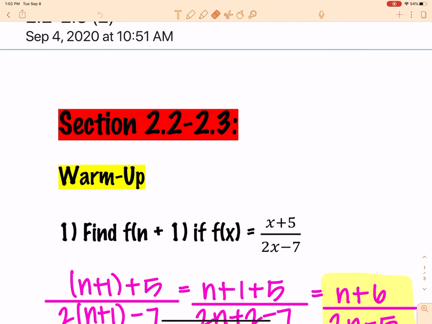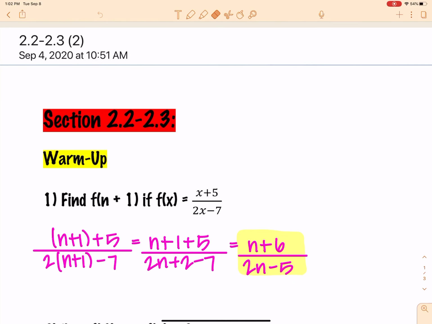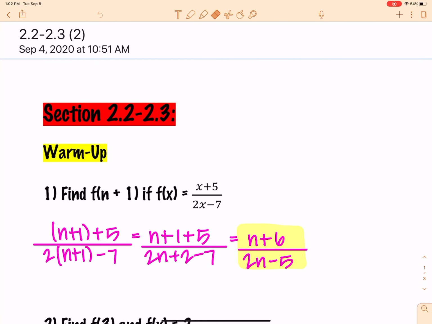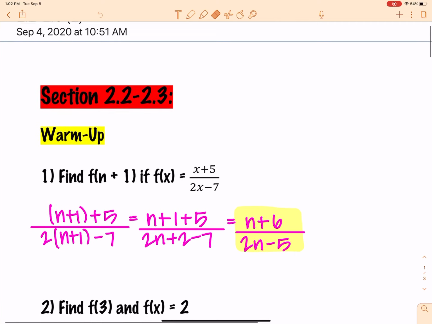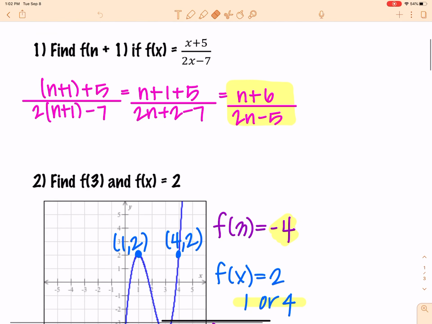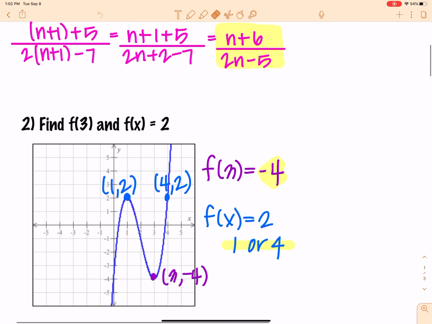All right, number 1, you're just plugging in n plus 1 for x, and you should get n plus 6 all over 2n minus 5. Number 2, you got to first find f of 3. So f of 3 is negative 4 because you find the coordinate that has 3 in your x, so 3, negative 4. But again, your answer isn't the coordinate, your answer is the negative 4 part. And then same thing for f of x is equal to 2. There's actually 2 answers for this one. So you could have gotten 1 or 4 was your answer if 2 was y.